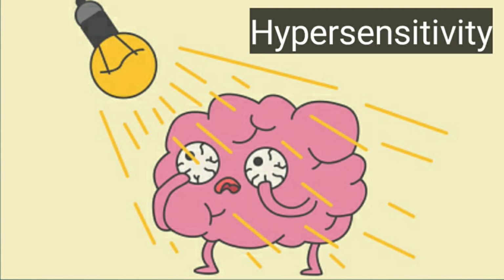Now we're going to discuss type 4 hypersensitivity. Type 4, or delayed hypersensitivity, was first described in 1890 by Robert Koch, who observed that individuals infected with Mycobacterium tuberculosis develop a localized inflammatory response when injected intradermally with a filtrate from the organism.